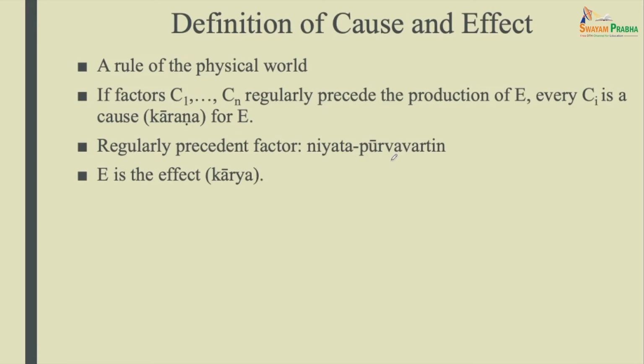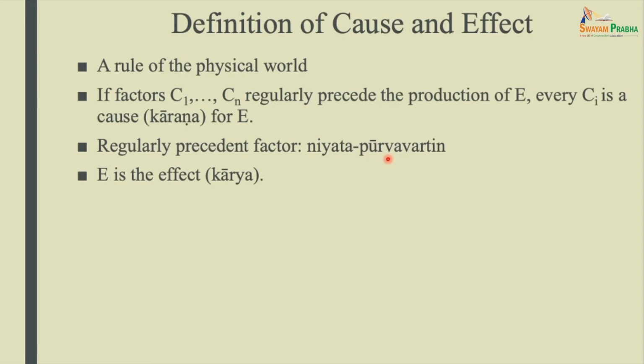So what is a cause? First, we define a cause and an effect. Another thing, it's an ontological law. That is, it's a law of the physical world. It is a law that operates in the outside world, and that means it applies to non-cognitive objects, right? So now we go to the definition, which is like this. We say that if factors C1 through Cn regularly precede the production of E, every Ci is a cause for E. Cause is karana and effect is karya. Now, these are technical Sanskrit terms. So regularly precedent factor is niyata purvavarti.